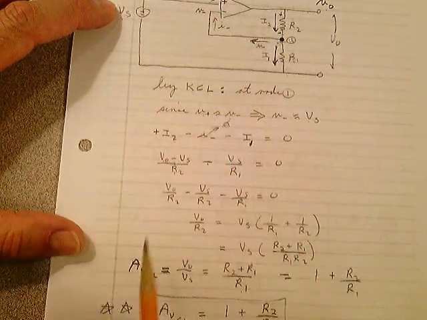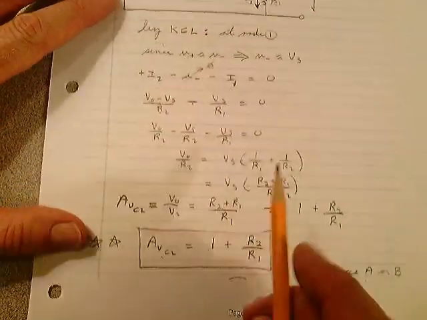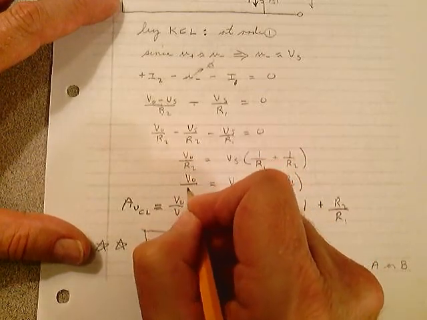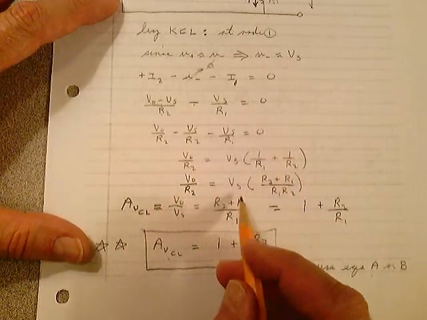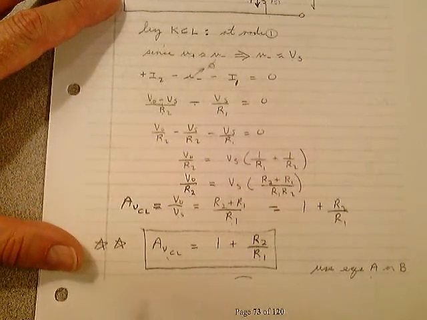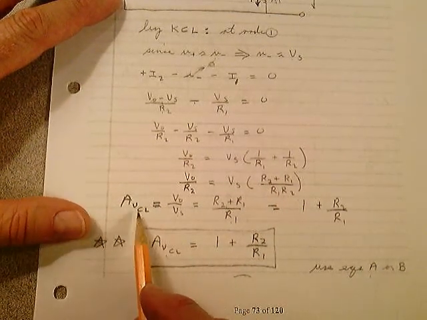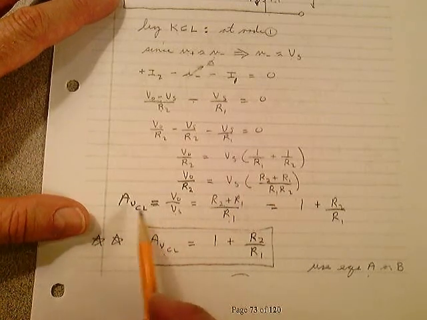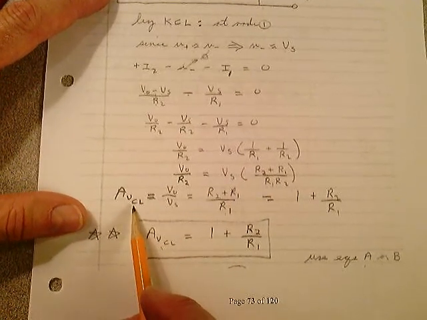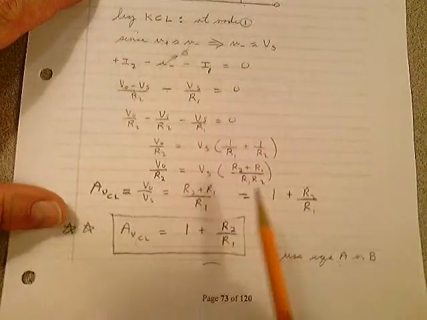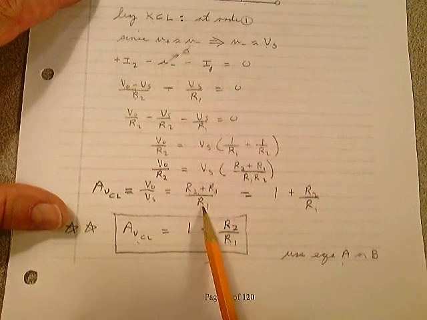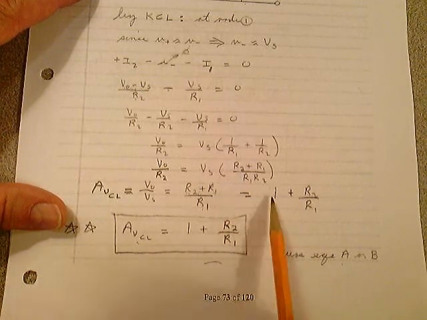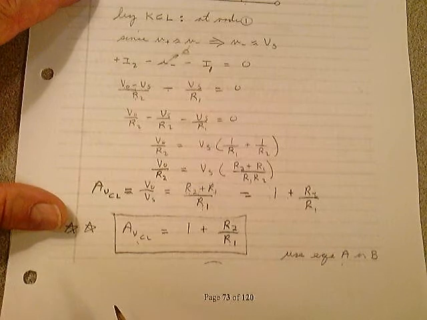I just use a little bit of algebra down here. Isolate the variable, isolate Vs. I end up with the V out over R2 is equal to Vs times this quantity here. And if you form the ratio of V out over Vs, by definition, that's our closed loop gain. The gain of this circuit is R2 plus R1 over R1, or R1 plus R2 over R1. If you will, that's 1 plus R2 over R1.